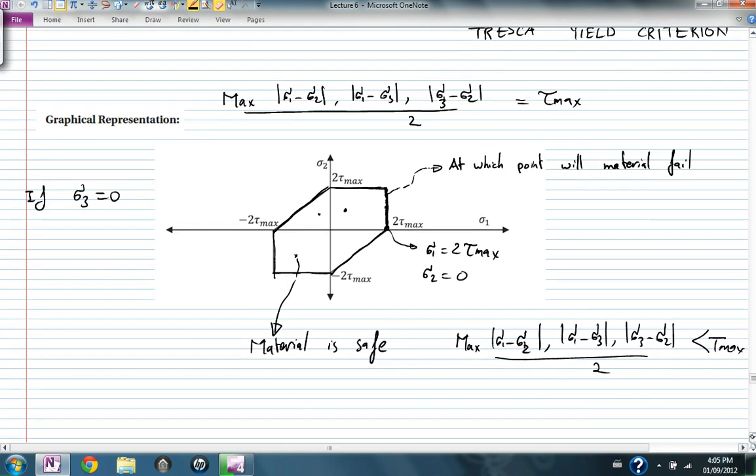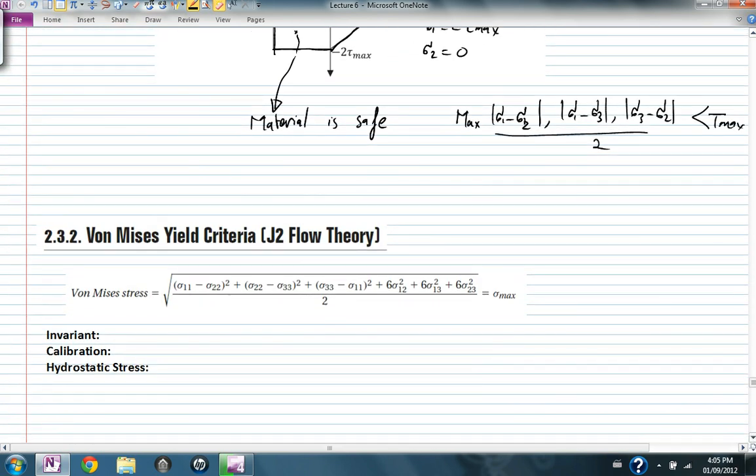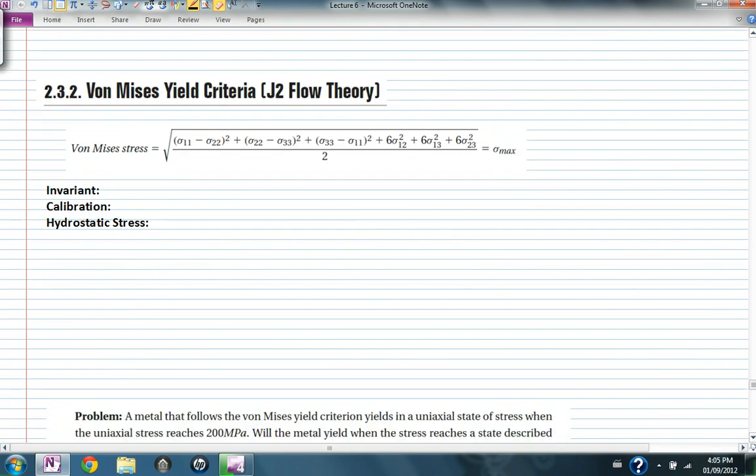The next failure criterion is the von Mises yield criterion, and the von Mises yield criterion again is independent of the coordinate system, independent of the orientation. It basically says find your stress matrix, find the von Mises stress. If the von Mises stress reaches a critical value that's dependent on your material, then the material is about to yield or is about to fail. Again, this is invariant, independent of coordinate system and orientation.